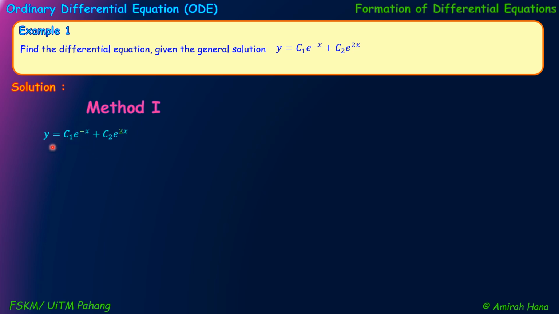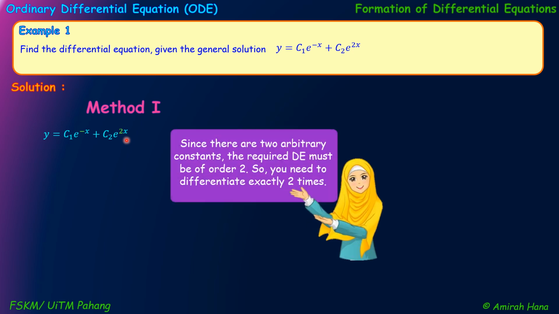We are given the general solution y equals c1 e to the power of negative x plus c2 e to the power of 2x. Since there are two arbitrary constants, the required differential equation must be of order 2. So we need to differentiate exactly 2 times. From here, we need to find y prime. Then we get this.